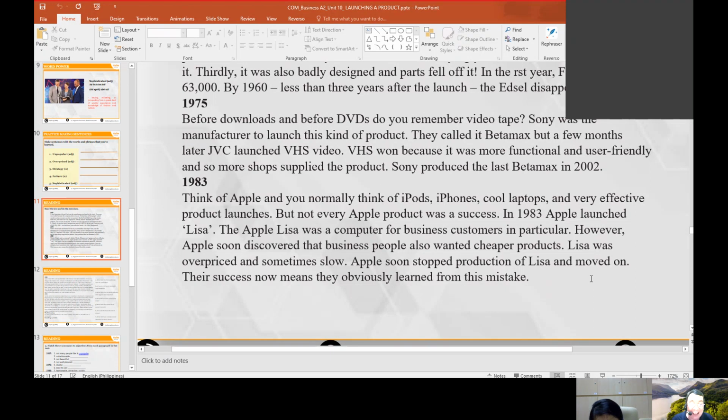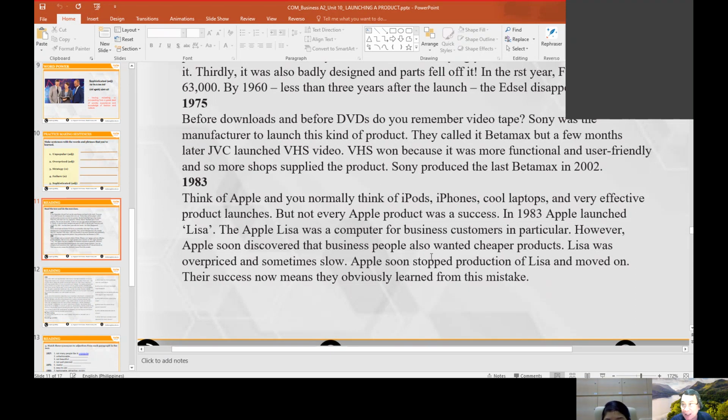So in the year 1983, Apple was discovered. If we are going to think of Apple, we have to think of iPads, iPhones, laptops. But in the year 1983 also, they launched the Lisa. So when you say Apple Lisa, it's a computer for business customers.